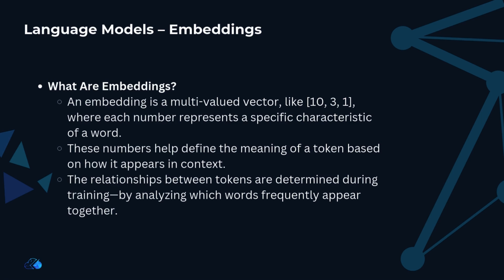Vectors are multi-valued numeric representations of information. For example, in 10, 3, 1, each numeric element represents a particular attribute of the information. For language tokens, each element of a token's vector represents some semantic attributes of the token. The specific categories of the elements of the vectors in a language model are determined during training, based on how commonly words are used together or in a similar context.